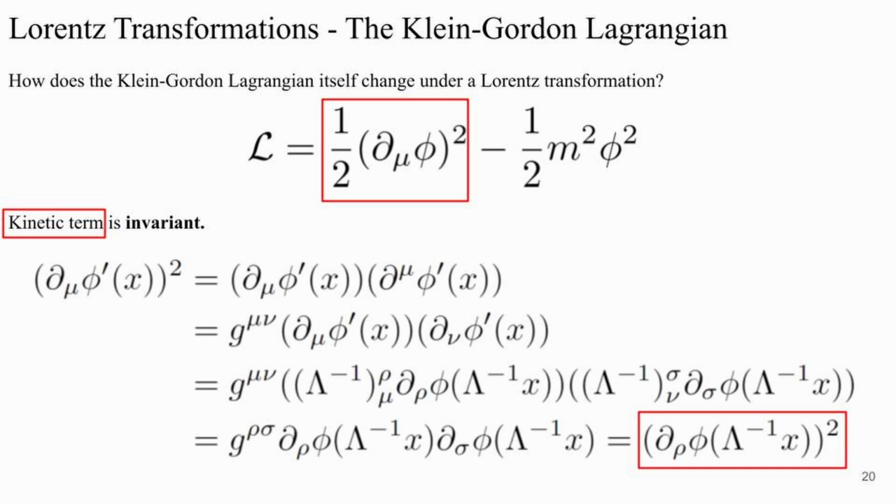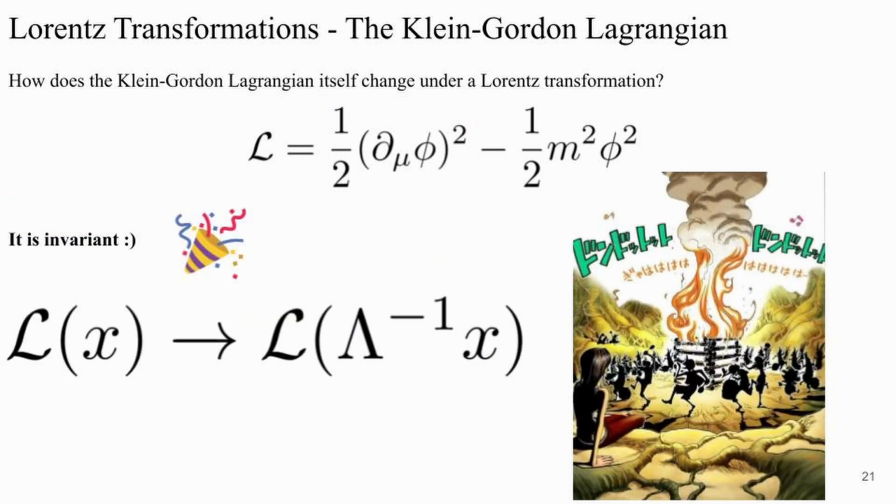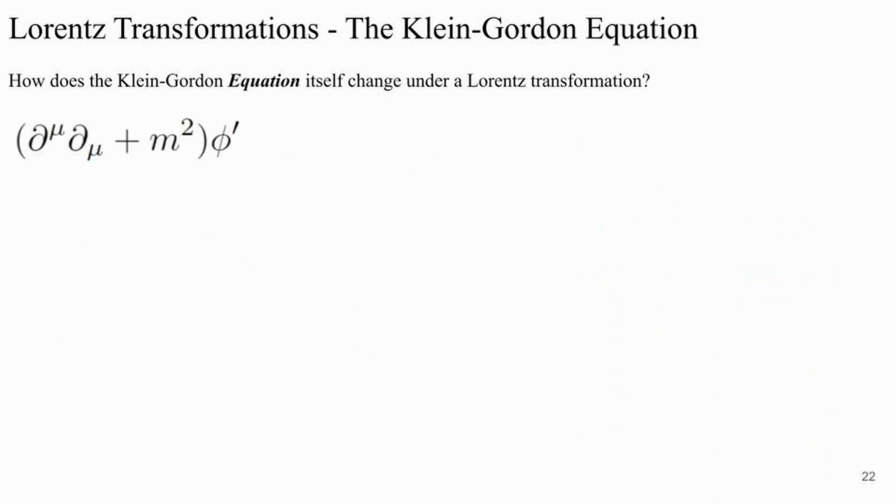To reiterate, we have shown this Lorentz invariance by showing that the Lorentz transformed fields maintain the same functional form as the original fields with the spacetime coordinates appropriately transformed. So we've successfully shown that since both the kinetic and mass terms are Lorentz invariant, then the total Klein-Gordon Lagrangian is also Lorentz invariant. We have one more thing to do, which is to show that the Klein-Gordon equation is also Lorentz invariant.